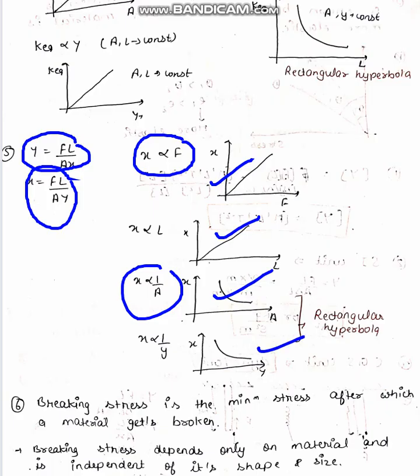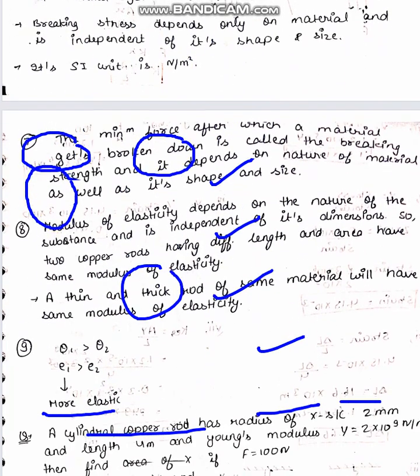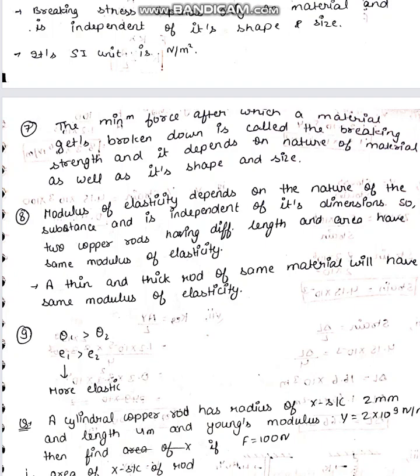So next is the concept of breaking stress, which is the minimum stress after which a material gets broken down. So let's see on what parameters it depends. Breaking stress depends only on the material and is independent of its shape and size. SI unit is Newton per meter square.